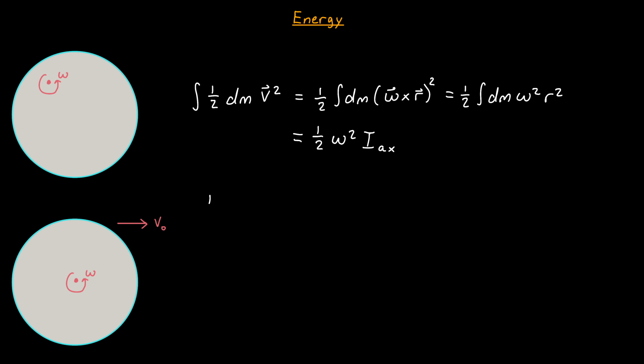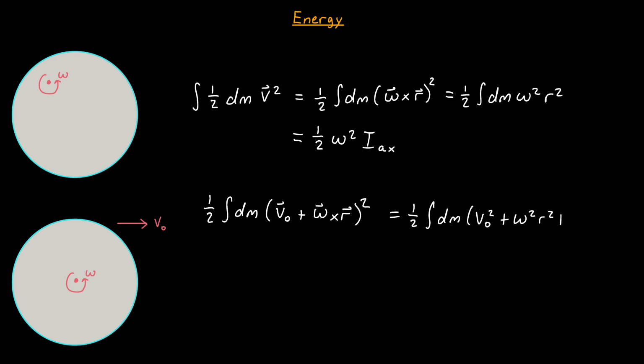Well, the first thing we need to change when we're doing this integral is replace omega cross r with our new velocity, which is omega cross r plus v0. So maybe I'll write it this way, v0 plus omega cross r. That's our new expression for velocity, and that's what we have to square. So expanding this out, we get 1/2 integral dm of v0 squared plus omega squared r squared plus 2, and this is where you have to be a little bit careful because we're doing vector multiplication. We get 2 v0 dot product with omega cross r.